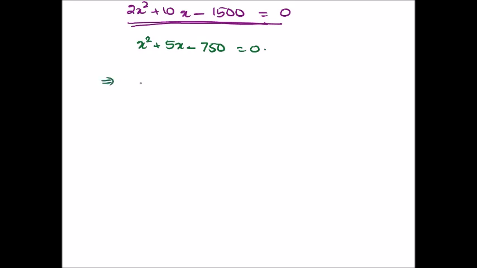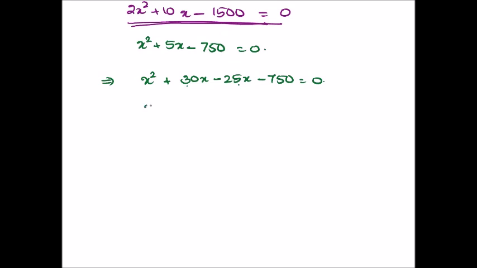That implies x square plus 30x minus 25x minus 750 is equal to 0. That is, the sum is 5, that is 30 minus 25 is 5. And the product is 750, 30 into 25, that is 750.